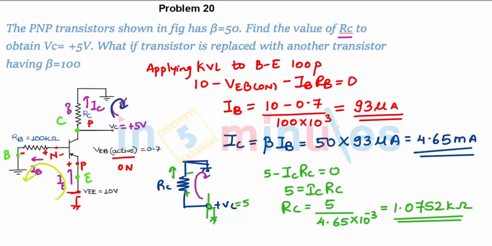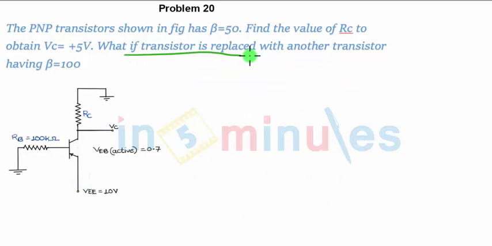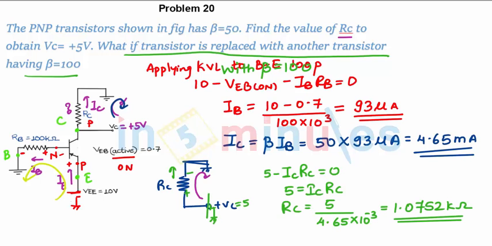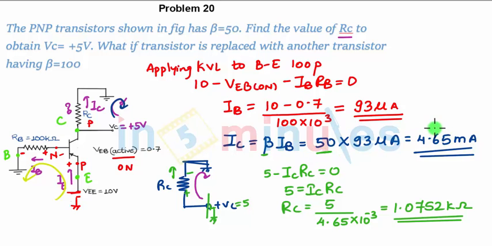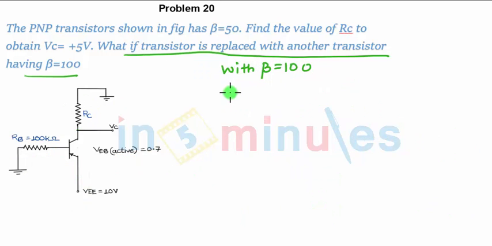Now the second part of the question: what if the transistor is replaced with another transistor having beta 100? What is the effect of changing the value of beta on RC? So again, with beta equals 100, we need to do all the calculations. We have already done the calculation with beta 50. With beta 100, your IC will change. Instead of 4.65, you will get IC as 9.3 milliampere.